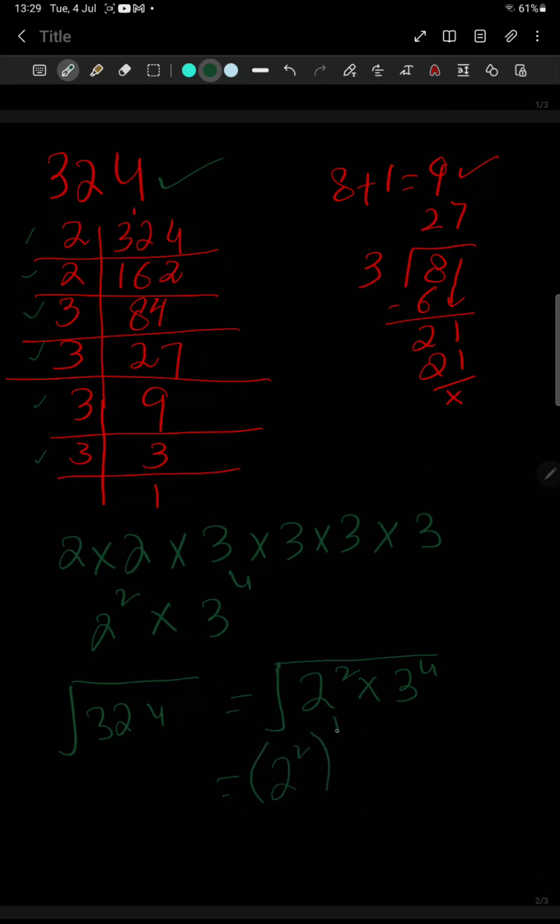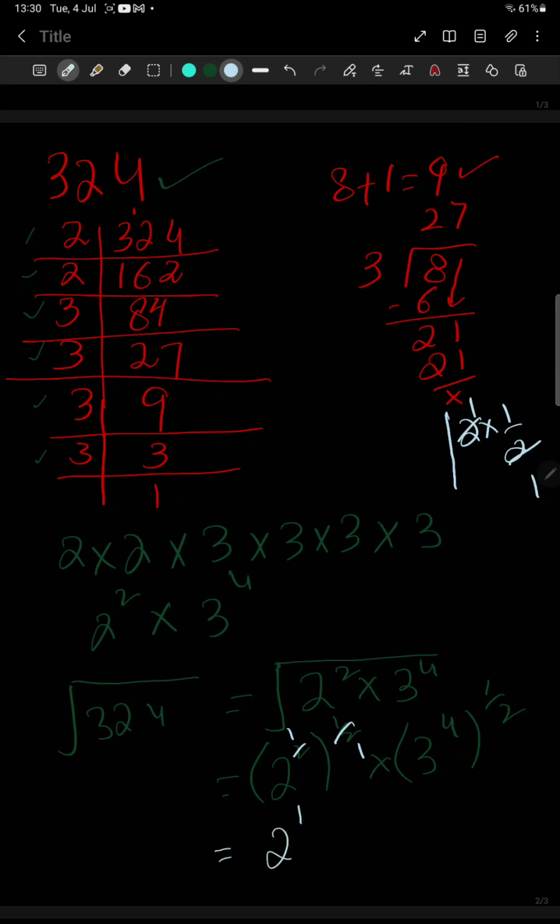So the power is 1 by 2. Again we will write 3 raised to power 4 and the power is 1 by 2. Now we will cancel out the powers like we cancel out in fraction. This is 2 into 1 by 2, so we will cancel it out like 2 ones are 2 and 2 ones are 2. So the answer over here is 2 raised to power 1.